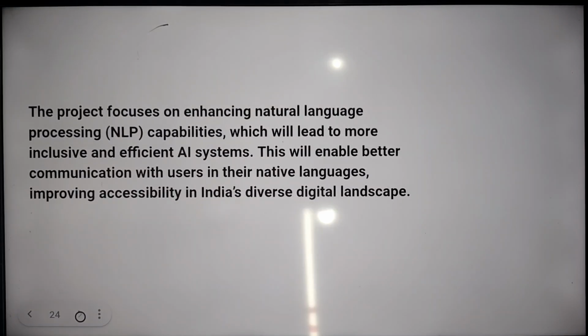The project focuses on enhancing natural language processing capabilities, which will lead to more inclusive and efficient AI systems. This will enable better communication with users in their native languages, improving accessibility in India's diverse digital landscape.